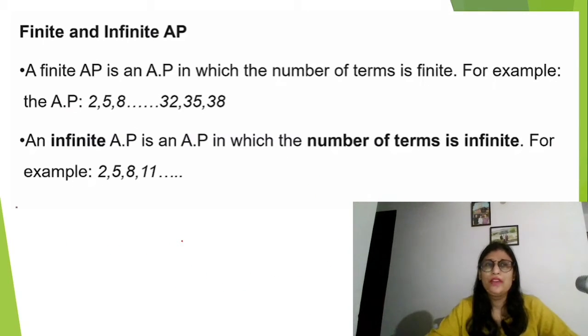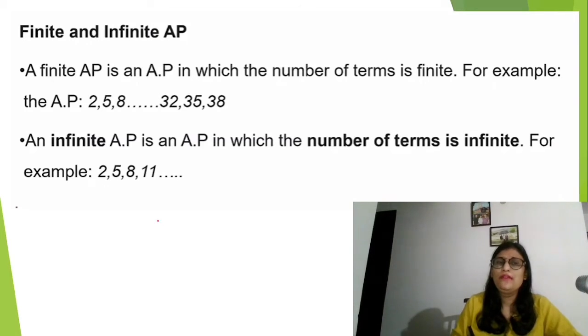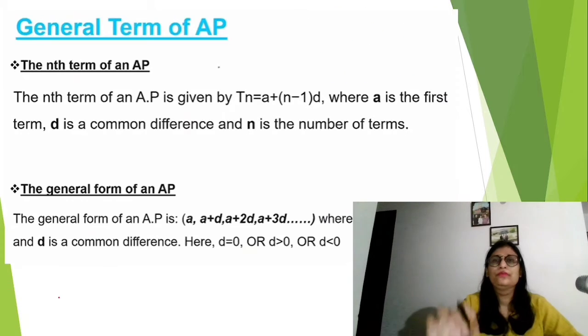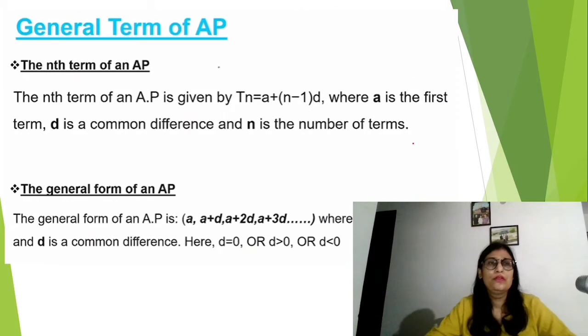So what we have discussed till now is that an arithmetic progression can be finite or infinite. If we have a finite series, then we know the last number of that series. If we have an infinite series, then we don't have any last number. So let's discuss the general term of an AP.